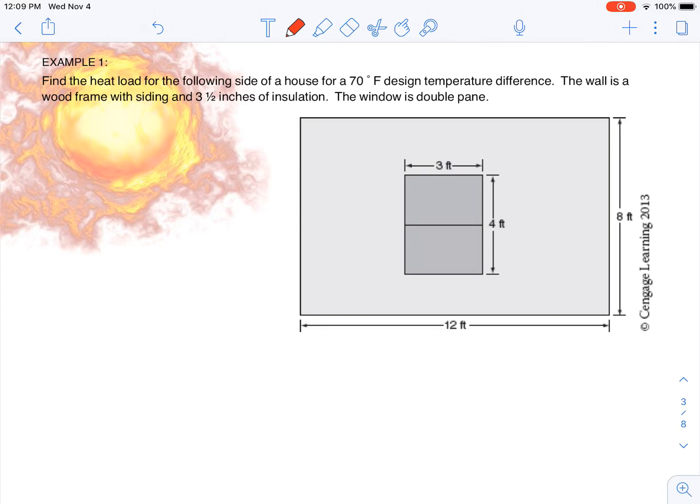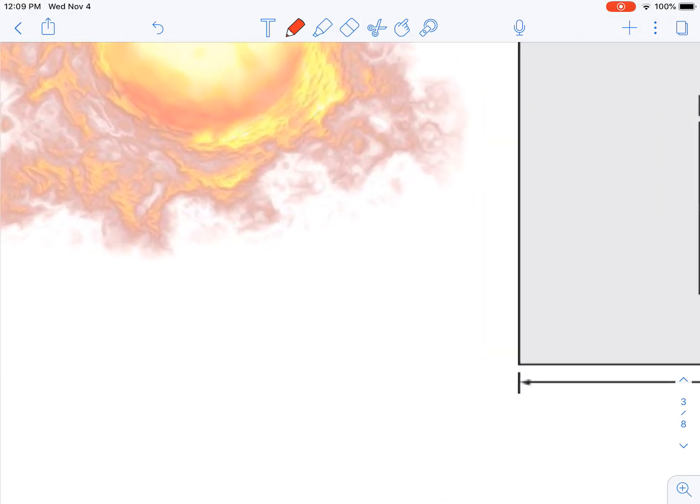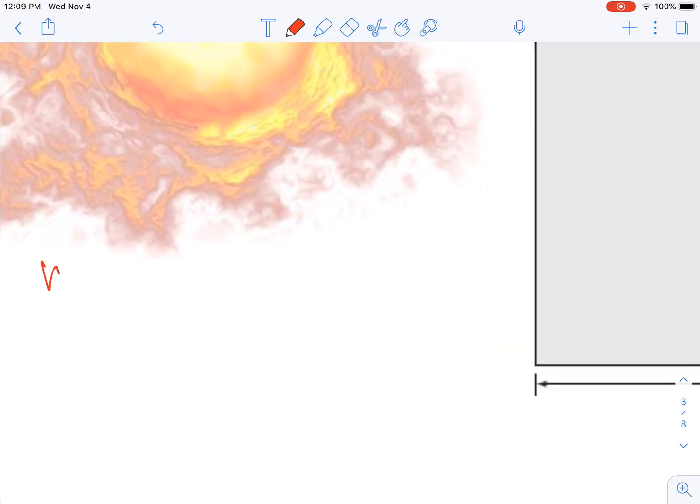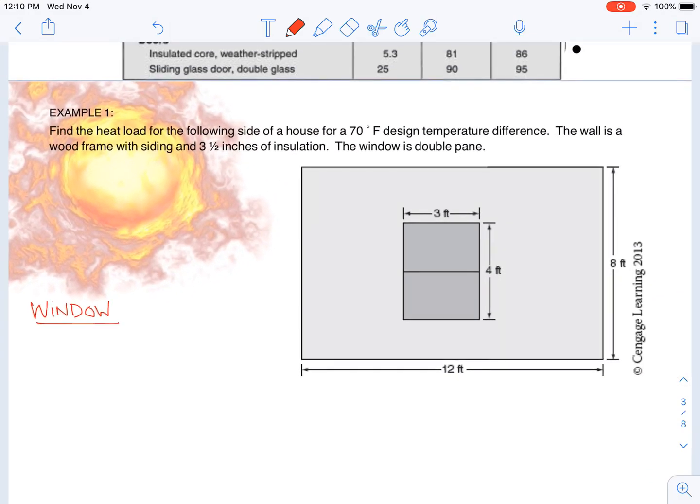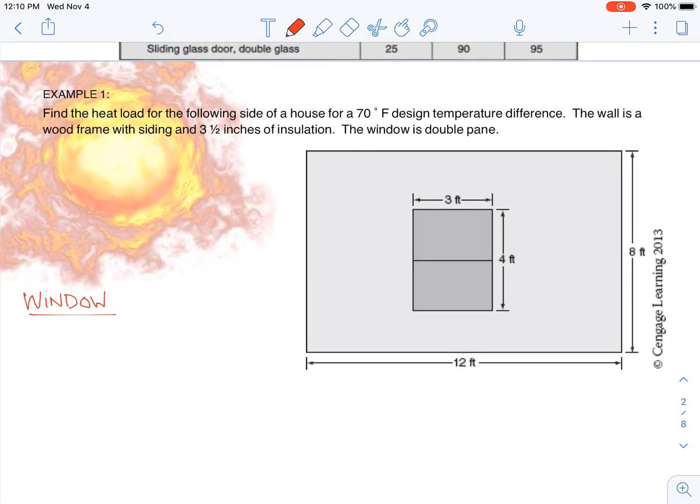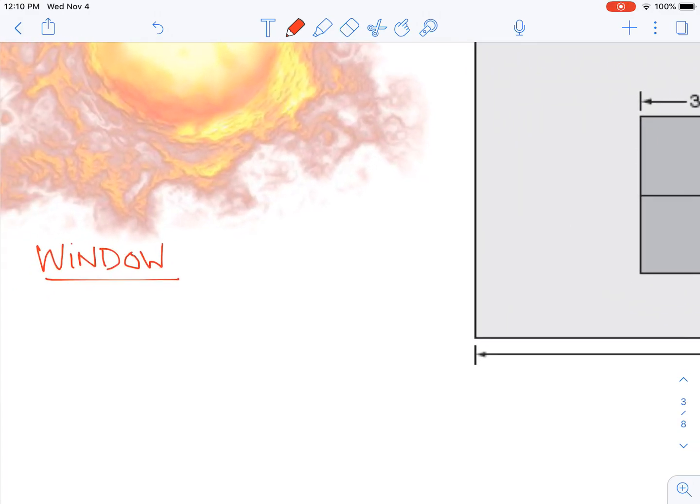So we have to find areas, and what I suggest is that you do the area of the window first. Window or door, depending on what you have. So this window is a 3x4 window. So we take the area of the window, 3x4. So it is 12 square feet.